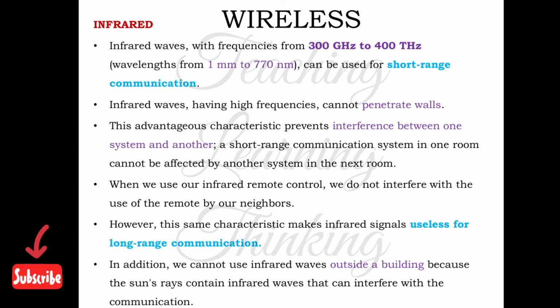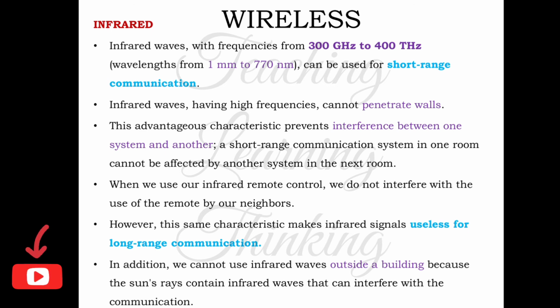The last one is infrared. Infrared waves have frequency from 300 GHz to 400 THz, with wavelength from 1 mm to 770 nanometers, and are used for short range communication. Infrared waves having high frequencies cannot penetrate walls, and this advantageous characteristic prevents interference between one system and another.